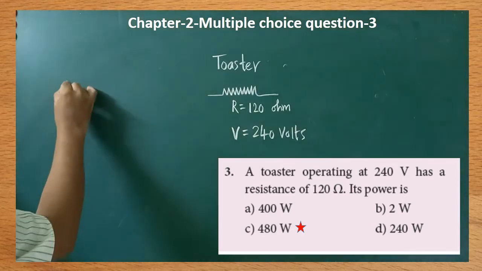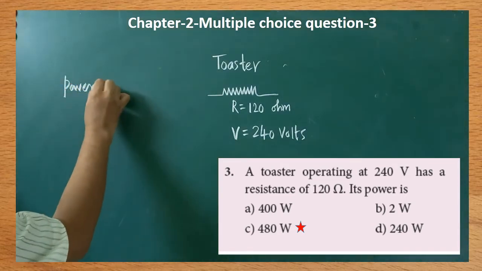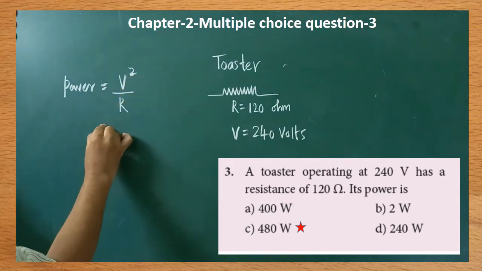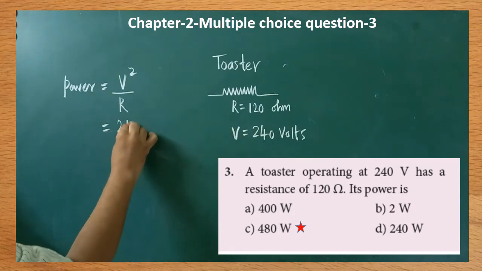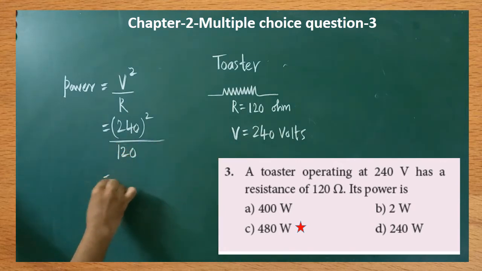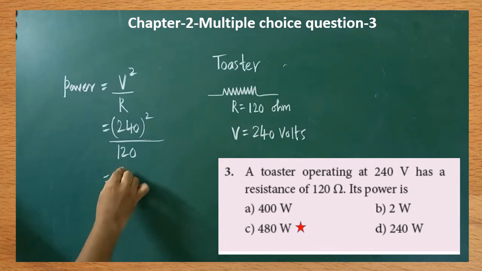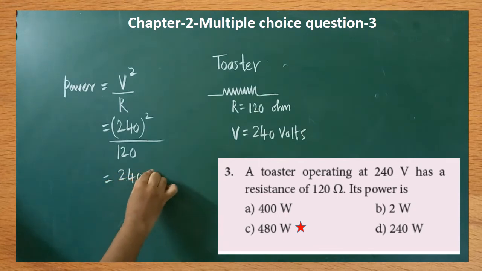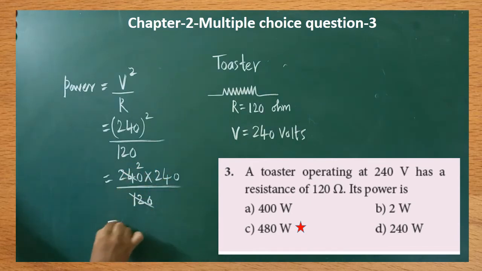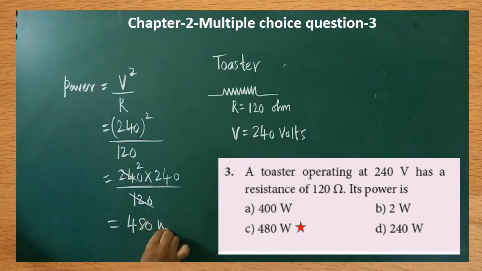consumed in the toaster. Here power can be calculated by using the formula V square divided by R. This is a simple formula. So substitute V here: 240 square whole divided by the R value, which is 120. So 240 into 240 whole divided by 120. Here 120 can be cancelled and you will get 2. 2 into 240 will be equal to 480. Are you clear?